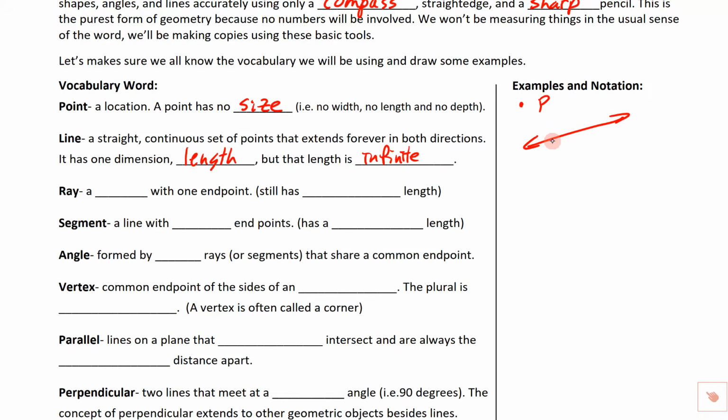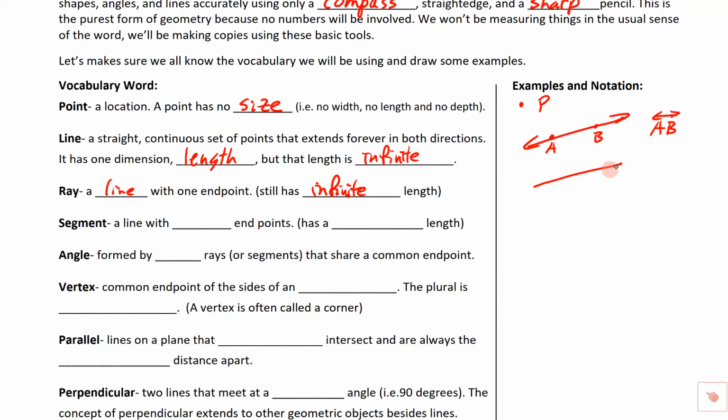There are different ways that we can label lines, but normally we've got 2 points on them, and I'm going to call these A and B. And the notation that we'd use for this would be AB and then with a line over the top of it. Okay, now a ray is a line with one endpoint. It still has infinite length.